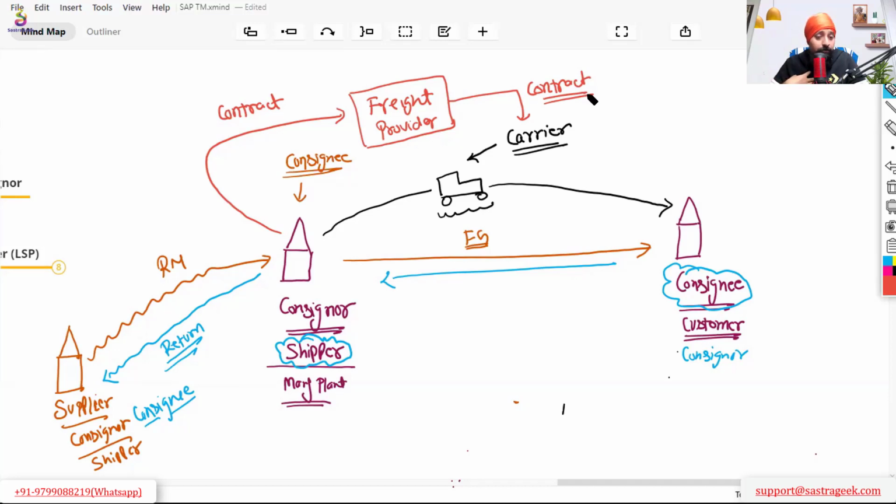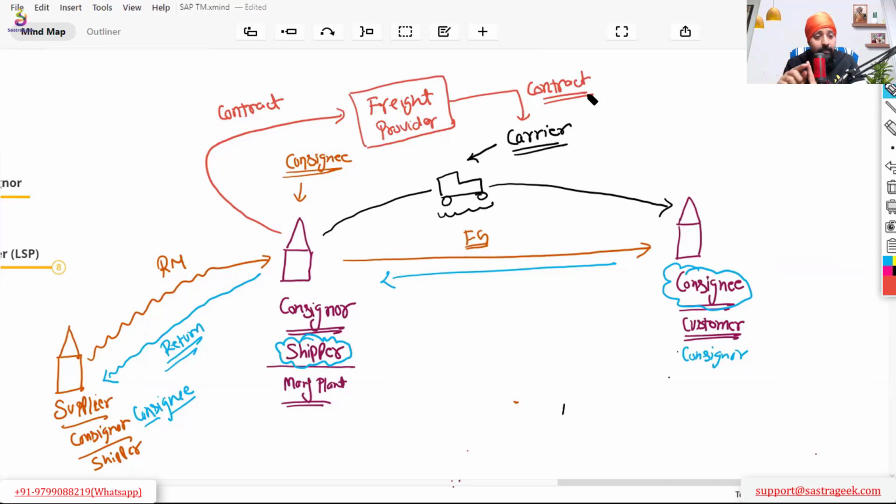Now, being a shipper, I am producing it and I want to send it. I don't want to jump into that big ocean of carriers to identify which carrier, which route would be suitable, whether the services would be good or not. I would be depending on some freight providers. I would be contacting the freight providers and I would have a contract with them. Boss, I want to manage these shipments. You provide me the services. And the freight provider will get services from the carrier and they will provide.